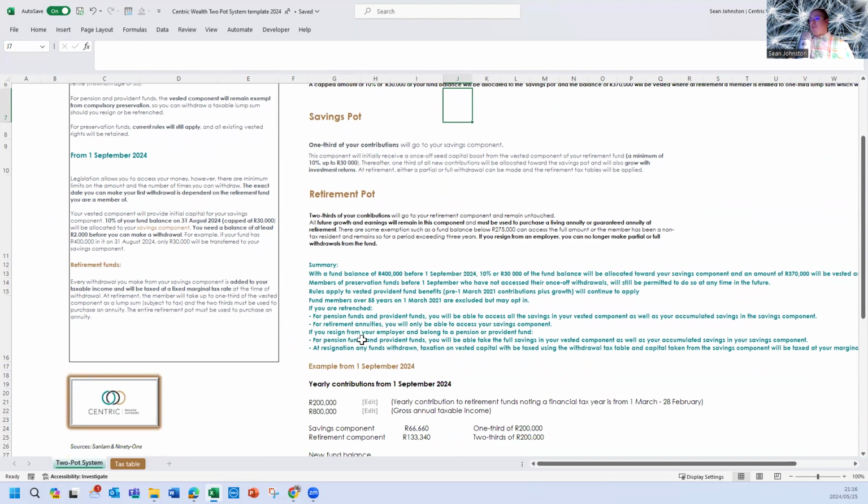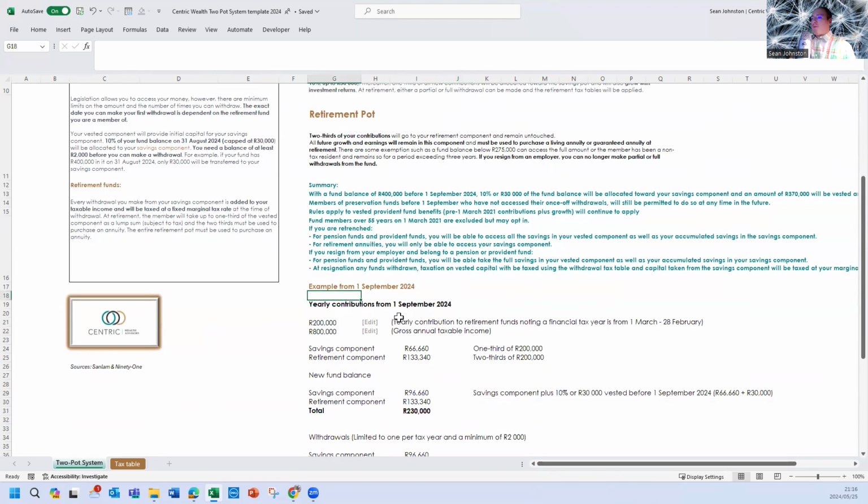If you resign from your employer and belong to a pension or provident fund, you're able to take the full savings in your vested component as well as the accumulated savings in your savings component. At resignation, any funds withdrawn from the vested capital will be taxed at the withdrawal tax table, and capital taken from the savings component will be taxed at your marginal tax rate. I have covered that, but it's just in a summary.